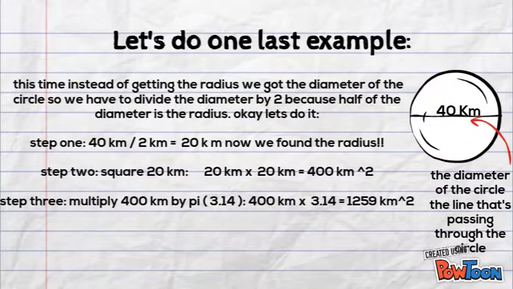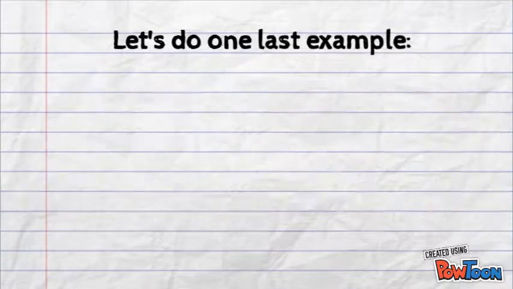This time, instead of getting the radius, we got the diameter of the circle. So we have to divide the diameter by 2 because half of the diameter is the radius. Okay, let's do it. Step 1. 40 kilometers divided by 2 equals 20 kilometers. Now we found the radius.